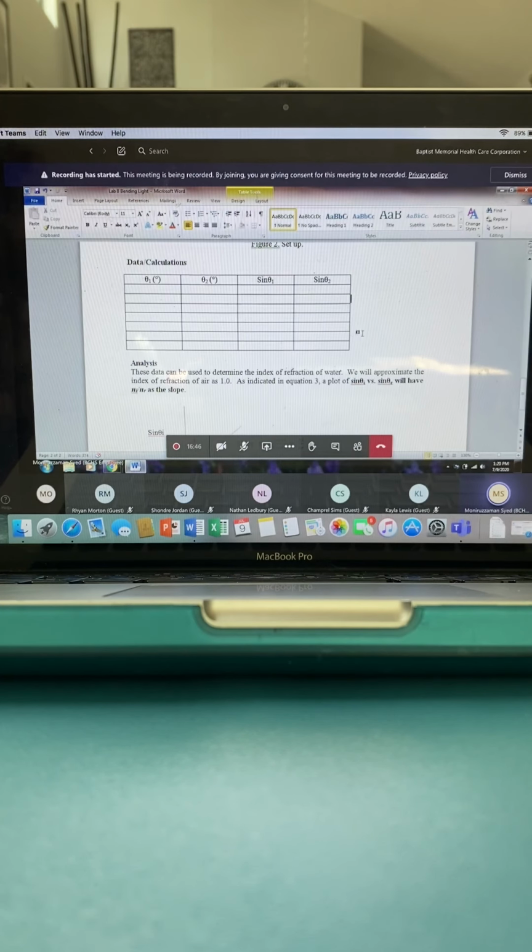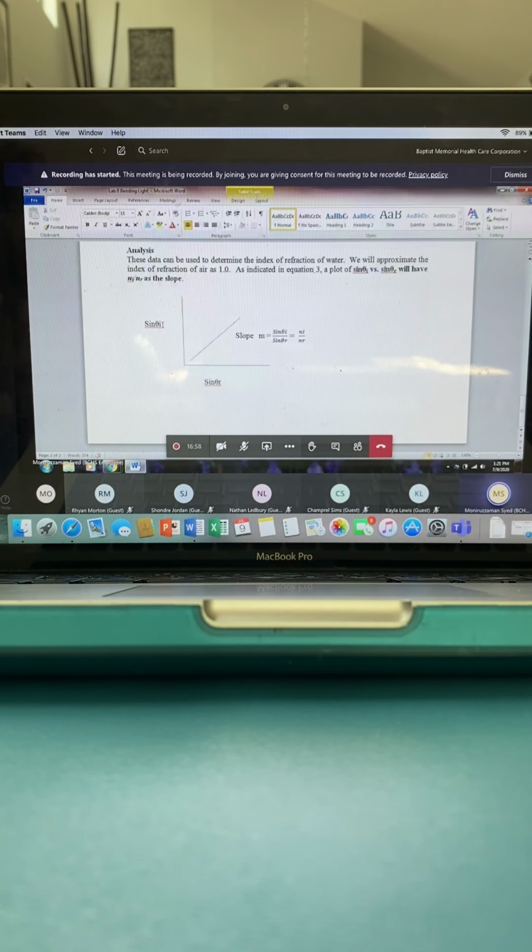So this is the data table you need to follow, and when you get it filled with data, then you need to plot sine theta 1 and sine theta 2. How do you plot it? Sine theta 1 should be the y-axis, sine theta 2 should be your x-axis, and the slope. If you plot it, you will see it is a straight line, no doubt.